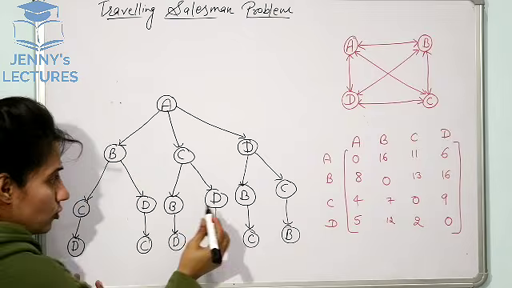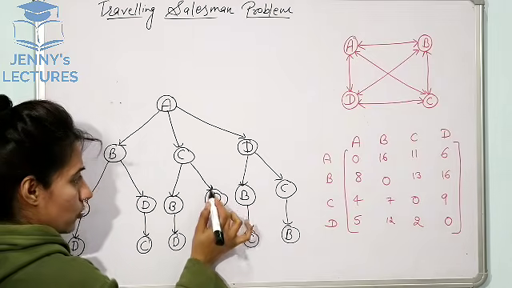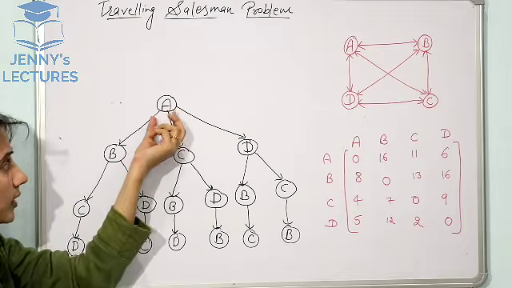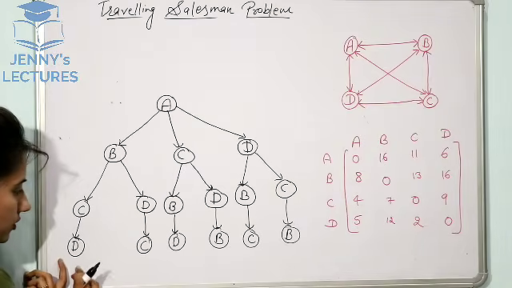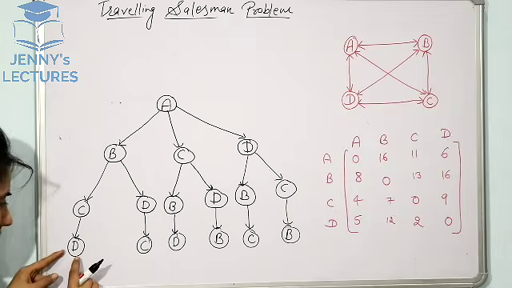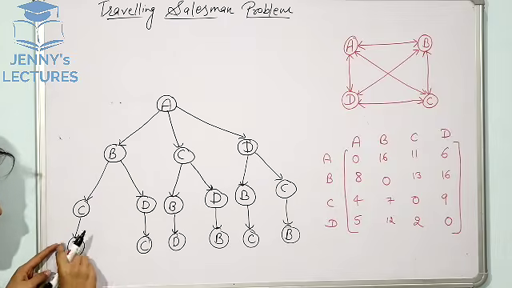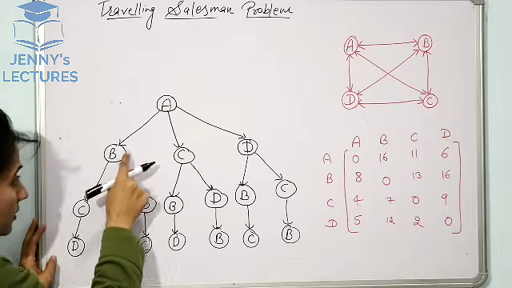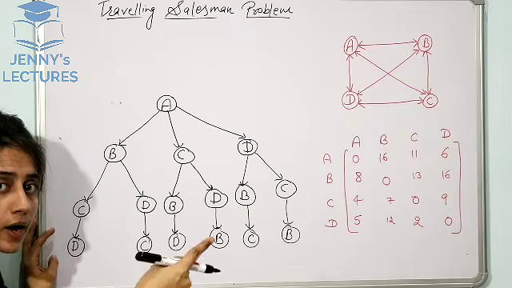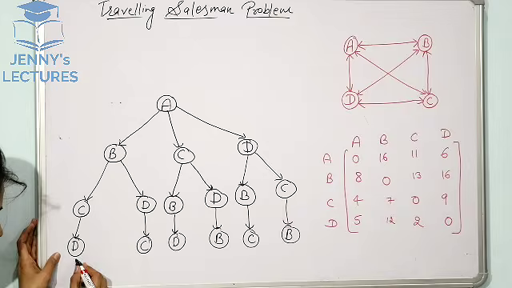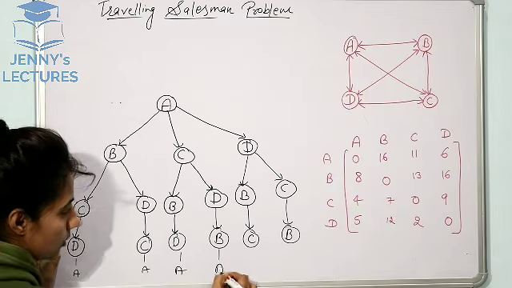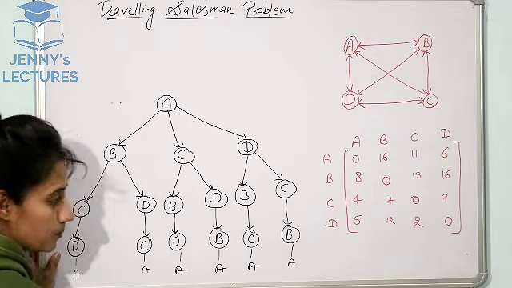Now I'm going to tell you how to derive the formula for the dynamic programming approach. Suppose I am traversing not from A but from the last level. Let us suppose the salesman is at vertex D. After visiting all the vertices, what is the condition? He has to go back to his home city. Like after D, he has to go back to A, here also A, here also A, and here also A.